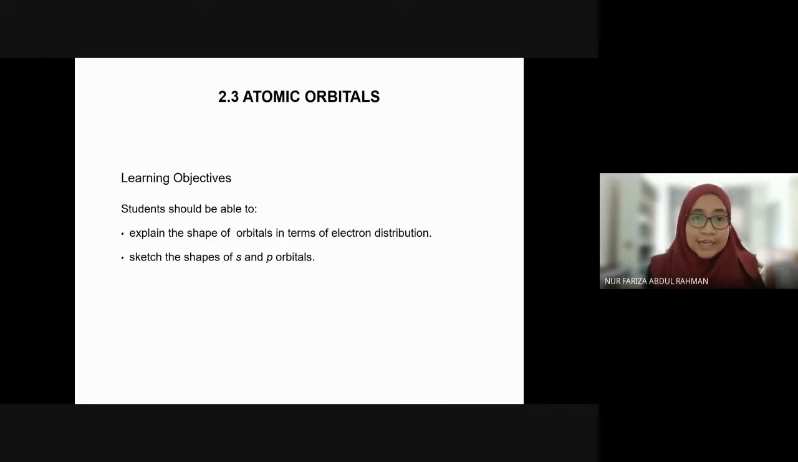So dia ada dalam slide tapi dia later in the slide, which is here lah. Baru dia nak introduce the shape of the orbital. Okay, so luckily kita dah cater in the earlier slide. So patutnya this is like a revisit for you. So for this atomic orbital, make sure that you are able to explain the shape of orbital in terms of electron distribution, and make sure that you are also able to sketch the shape of S and P orbitals only, not for D and F. So the target will be for S and P.